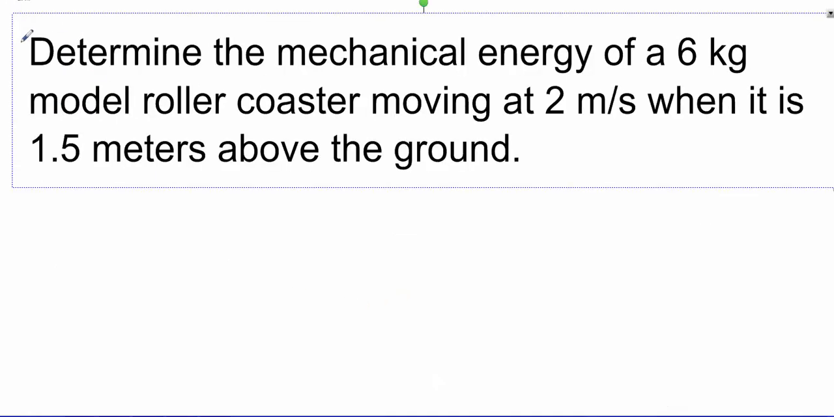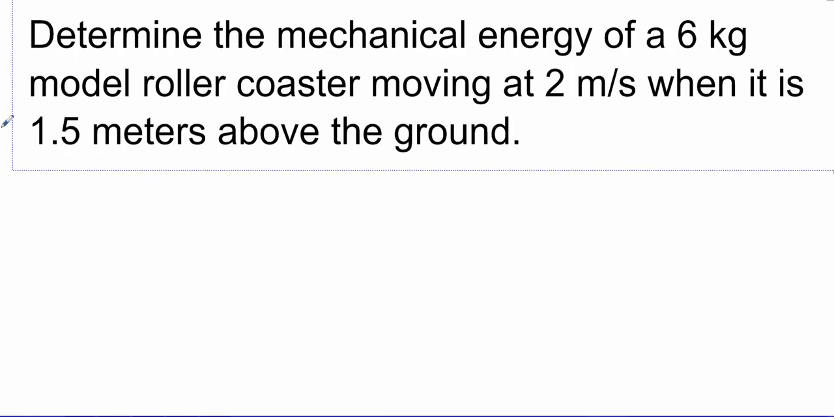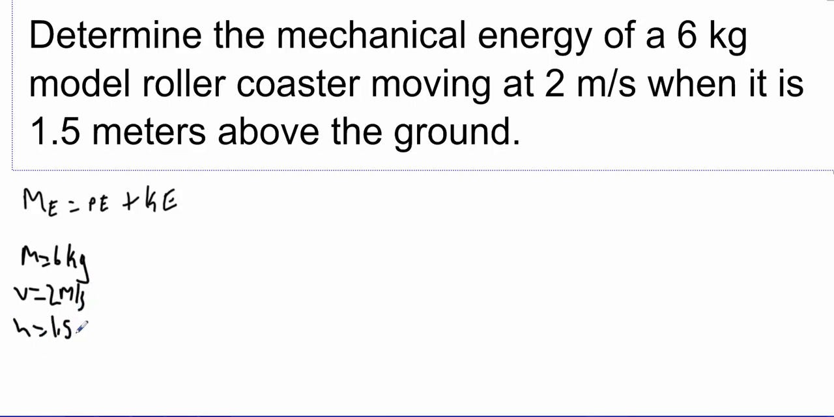Finally, let's look at one problem that combines them both. Determine the mechanical energy of a 6 kilogram model roller coaster moving at 2 meters per second when it's 1.5 meters above the ground. Well, mechanical energy is potential energy plus kinetic energy. So I'm going to find them both. So I know the mass, 6 kilograms. I know the velocity, 2 meters per second. I know the height, 1.5 meters.